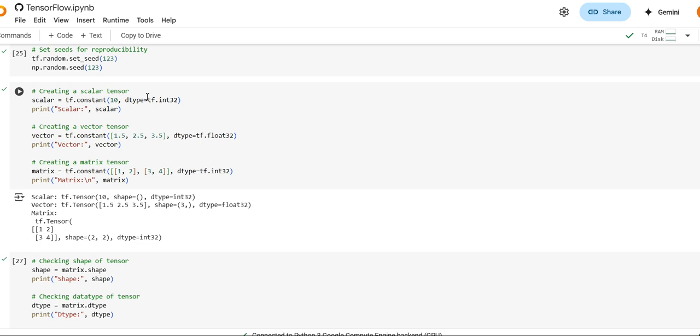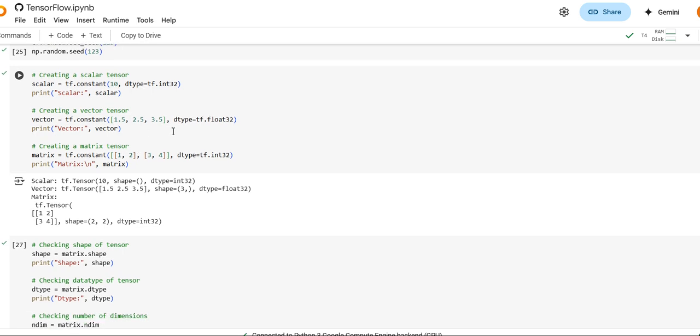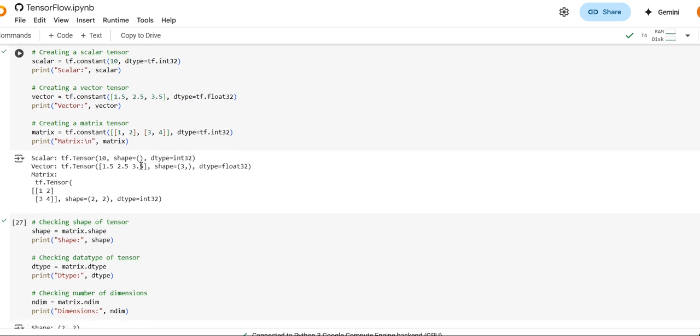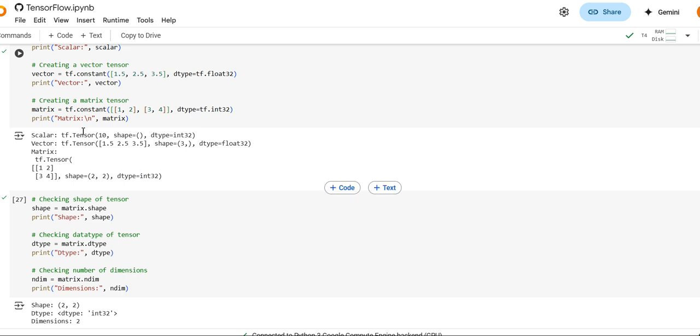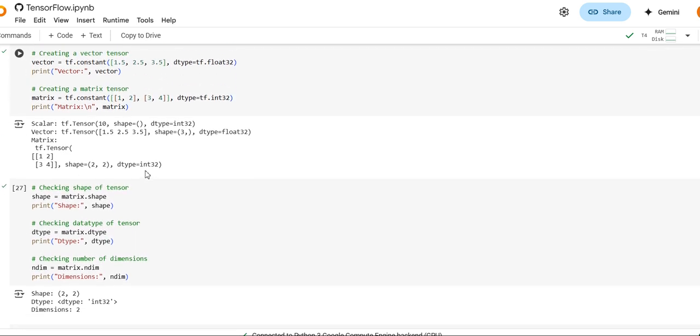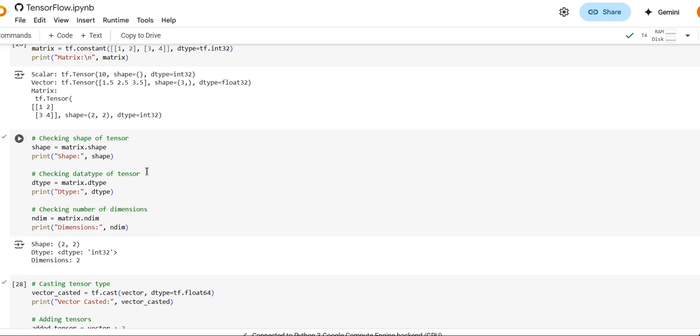So we define a scalar, a 1D vector and a 2 by 2 matrix. TensorFlow's tf.constant lets us explicitly set the data type. So these are the results, and moving on to checking the shape of the tensor. We can use .shape, .dtype and .ndim to inspect the structure and properties of tensors respectively.